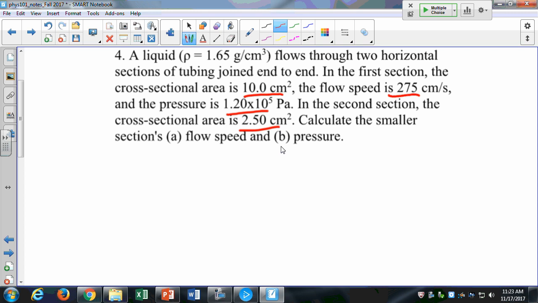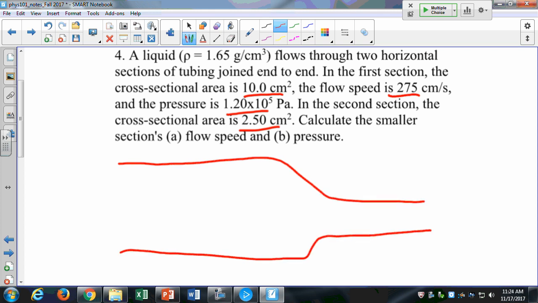First, is my pipe big or small at first? Big or small? It's big at first. It goes from 10 down to 2.5. So I'll draw a picture. Because the area is less by a factor of 4. So here my area is 10 square centimeters, and here my area is 2.5 square centimeters.